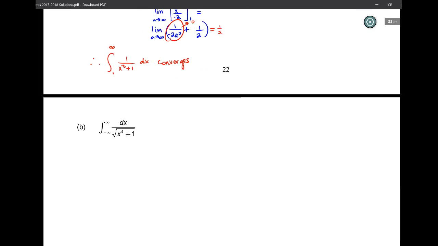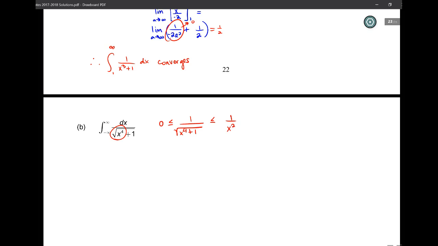Next one, we have the integral from negative infinity to infinity of dx over the square root of x to the 4th plus 1. So taking a look at this part, kind of comparing just the largest degree. So we want to compare 1 over the square root of x to the 4th plus 1, which is greater than or equal to 0, but it's also less than or equal to 1 over x squared.